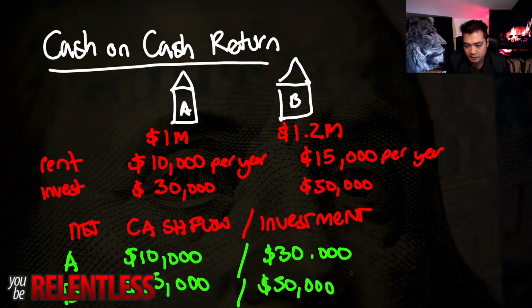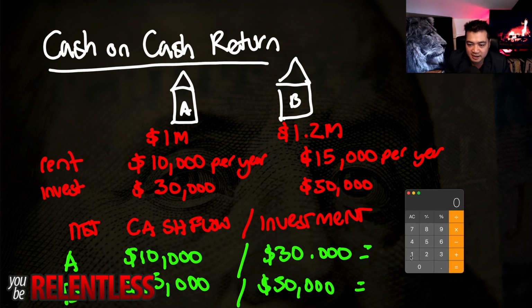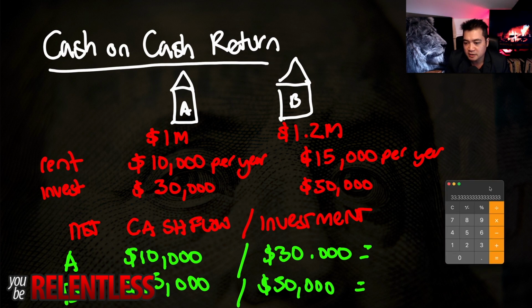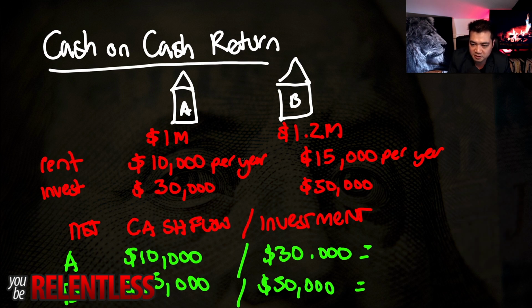All right, let's try and work it out on the calculator. I'm just going to pull up my trusty calculator and let's punch in the numbers. Let's work out property A. 10,000 divided by 30,000, which is how much I put down. Then 0.33 multiplied by 100, because we want to work out the percentage. It looks like it's 33.33, so I'm just going to put down 34%.